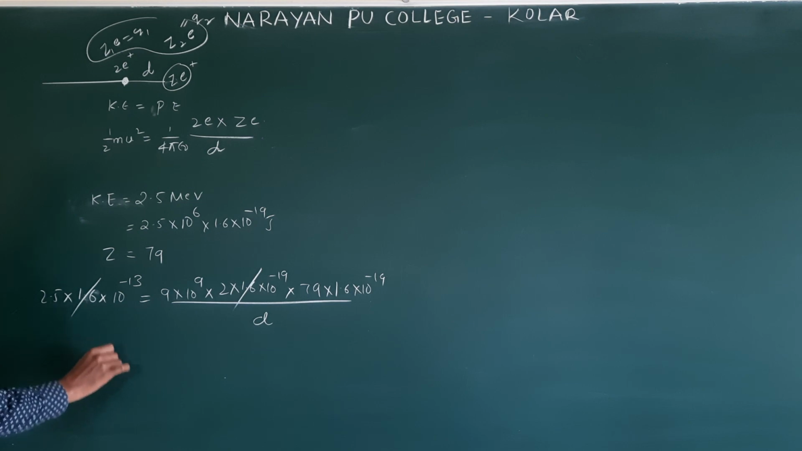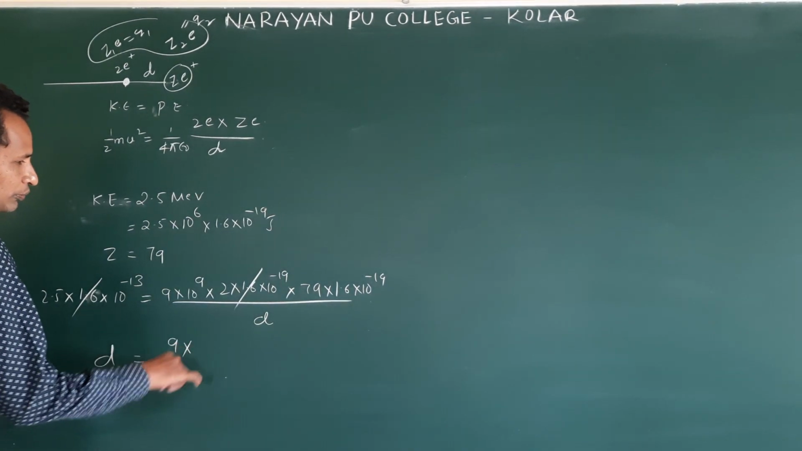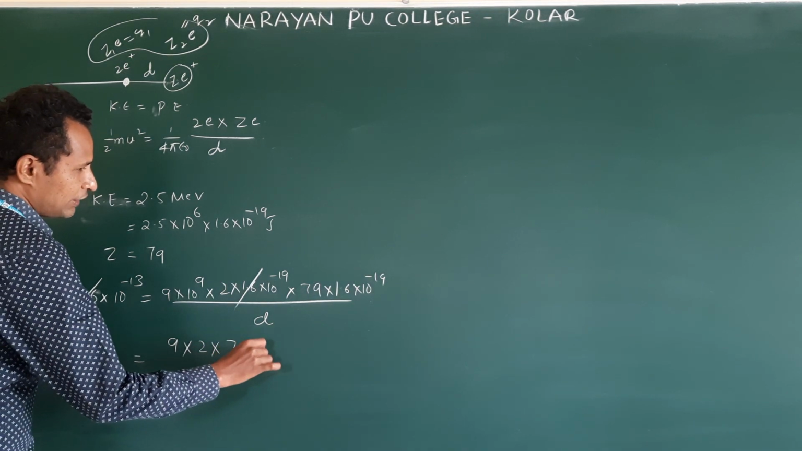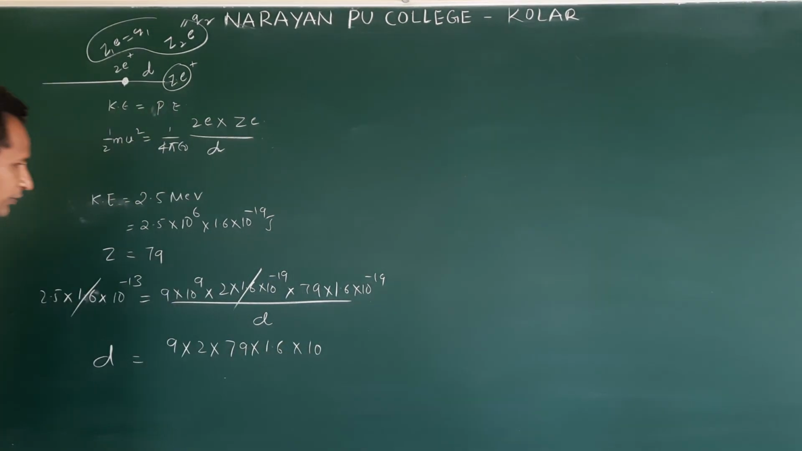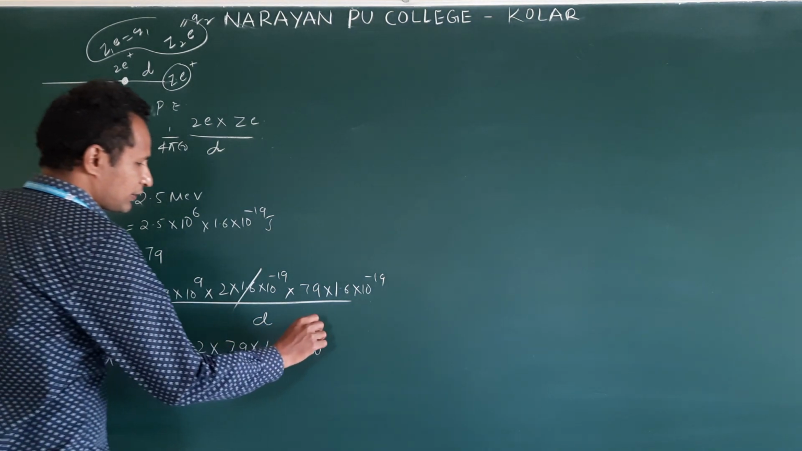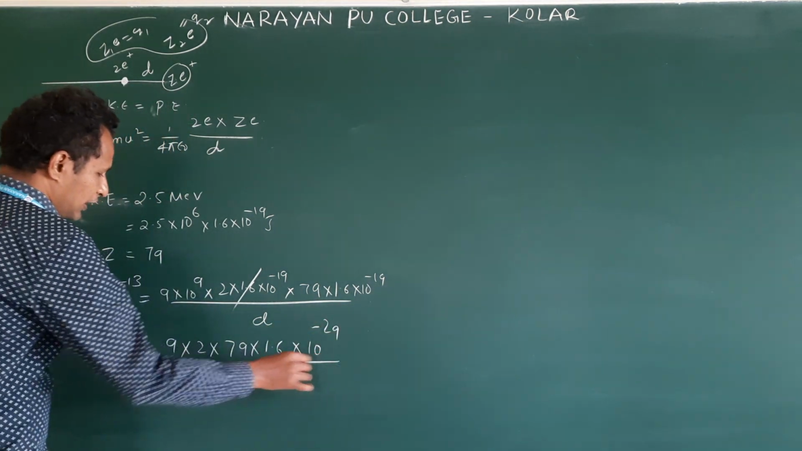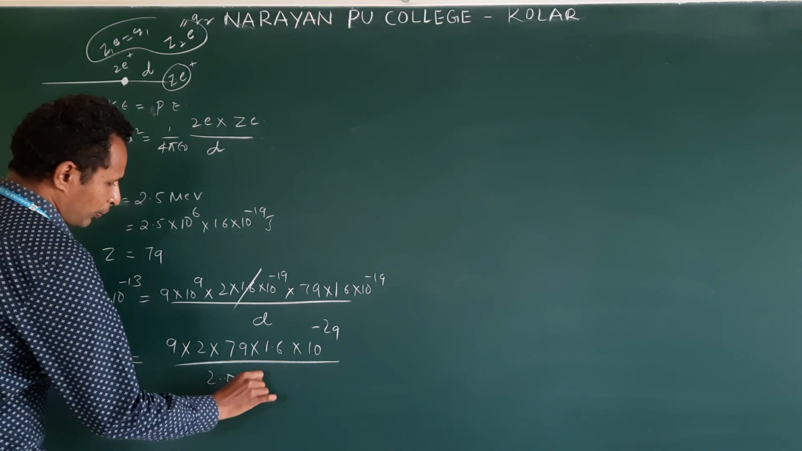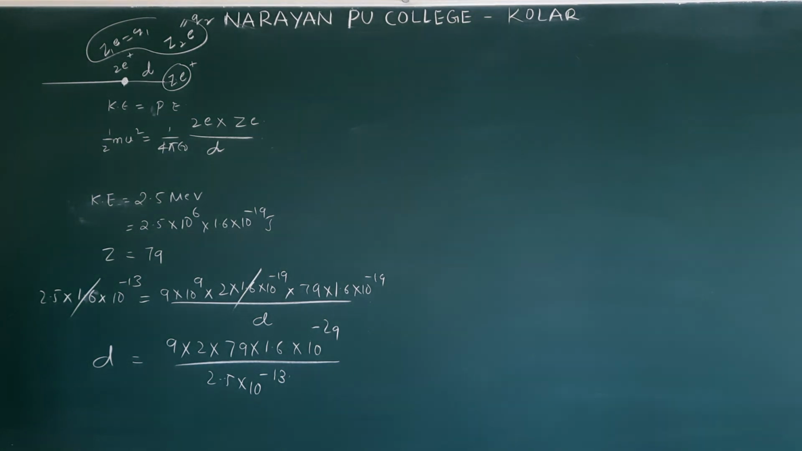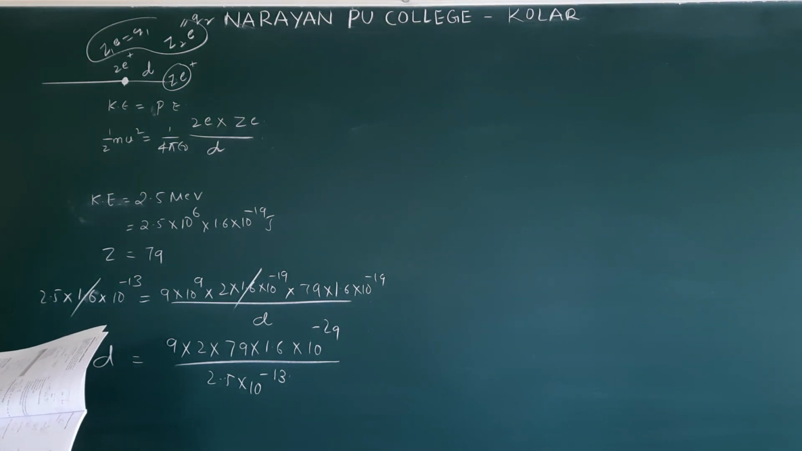They are asking for d, so make d the subject. d is equal to 9 into 2 into 79 into 1.6 into 10 power minus 19 minus 19, which is minus 38, plus 9, it is minus 29, divided by 2.5 into 10 power minus 13. Solve this and you will get the answer. Clear?